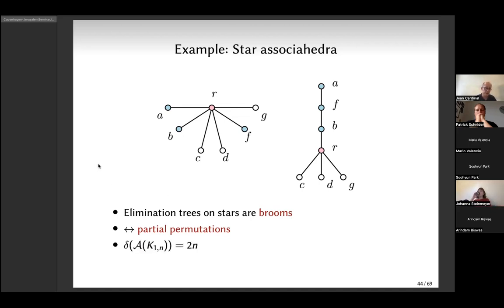And there we can show, thanks to this, and this was hinted at in the previous paper, but only in one direction, that the diameter of the stelohedron is 2 times n. And in particular, these are trivially perfect graphs, right? And there are exactly n-1 edges. So this is a tight bound on the diameter of the stelohedron.